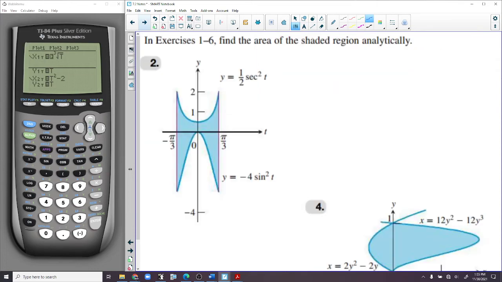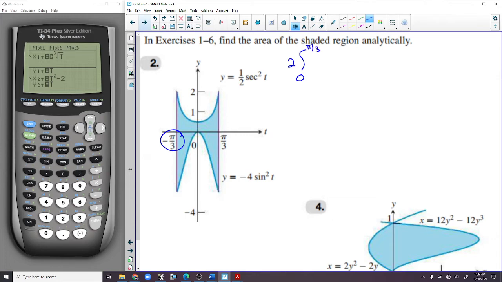Let's practice it a little bit. Let's do the first one by hand. Oh, yeah, we definitely need to do this by hand. This one's a long one. Here we go. First of all, what I notice is it's symmetric over the y-axis. And if I'm going to do it by hand, I'd rather plug in 0 than negative pi over 3. So we're going to double the area, but we're only going to calculate half of the area, 0 to pi over 3.